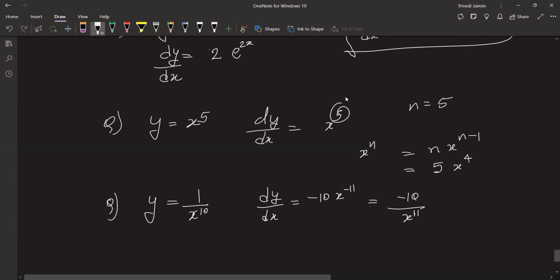Samhita, are you able to understand? Check it again, sir. I'm not understanding. So what we did here? Same formula. X to power n. So here n is minus 10, because this denominator will go up, it will become x to power minus 10. So here n is minus 10. Simple.